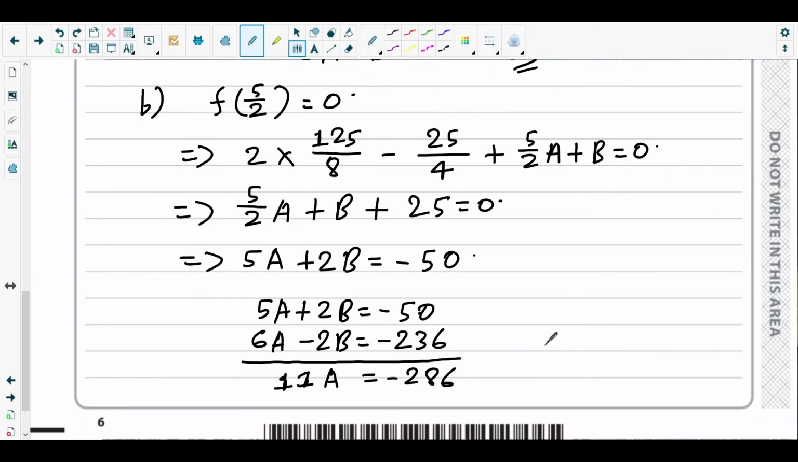So the value for a would be what? Negative 286 divided by 11, this is basically negative 26. So we got the value for a.